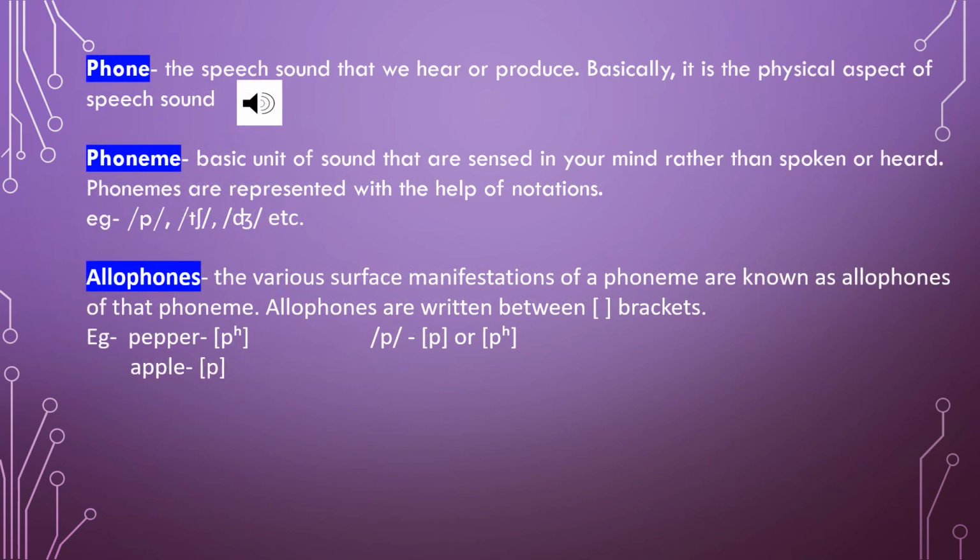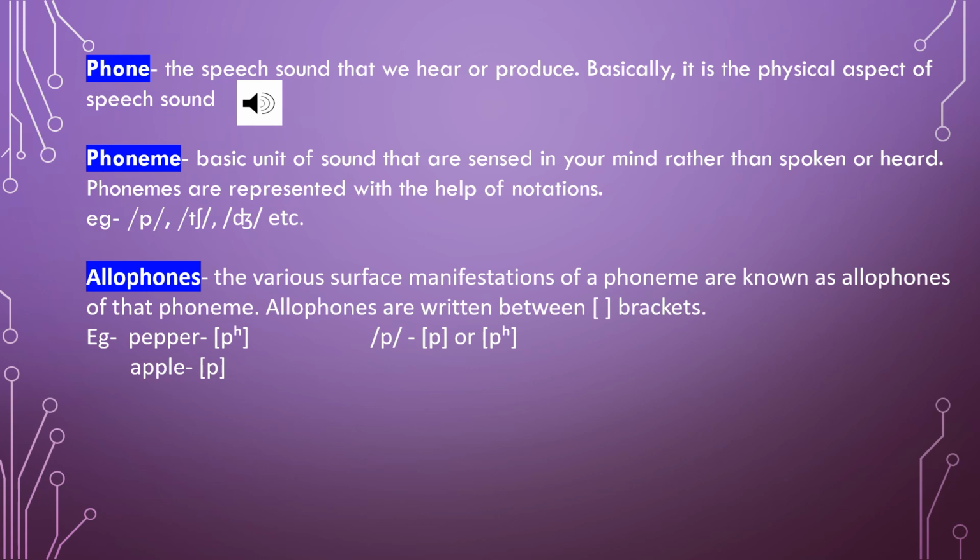All this while in the video, we have come across these words: phone, phoneme, allophones several times. So let us understand each one of them. Beginning with phone, I have put up the sound symbol to represent that phone is the sound that we hear or produce. Basically, it is the physical aspect of speech sound.